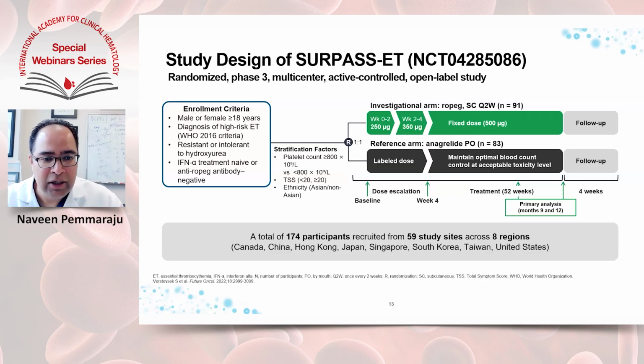91 patients here, starting at 250 micrograms, ramping up to 350, ultimately 500 as per dosing labels. And then the control arm is anagrelide, a standard second-line agent we use in ET, 91 versus 83 patients. You can see the treatment form here, 52 weeks. Primary analysis is at months 9 and 12. Total of 174 patients, worldwide study, including multiple countries from Asia contributing.